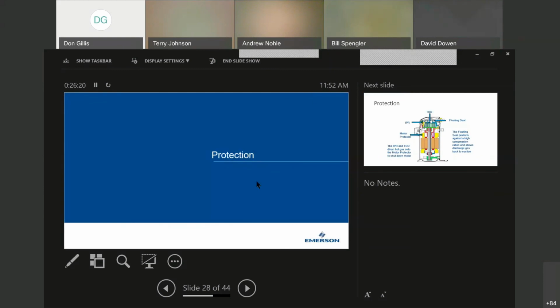We're going to talk a little bit about protection now. I'm so used to stopping after each slide and asking if there's any questions, so bear with me. I'm trying to get used to teaching like this.